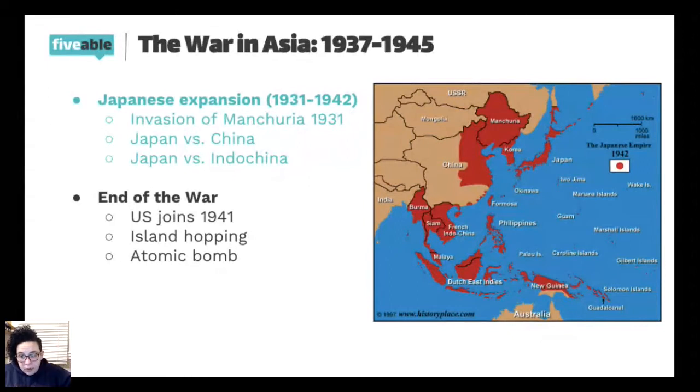Maybe their mistake is then attacking Pearl Harbor, right? So they attack Pearl Harbor, the US joins, and then basically does this island hopping where they go from island to island to island, liberating the island, pushing the Japanese back further and further until eventually they are in Japan. And then the decision to drop the atomic bomb is made by President Truman.